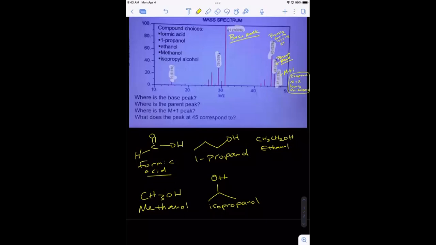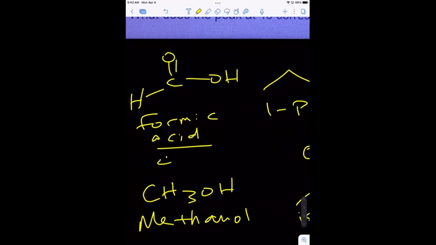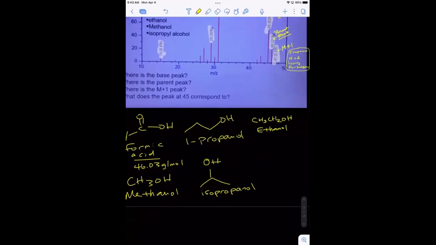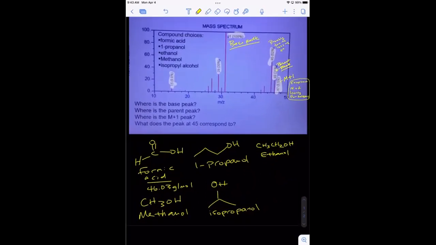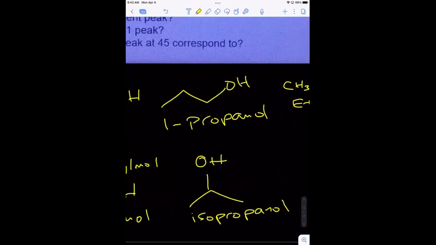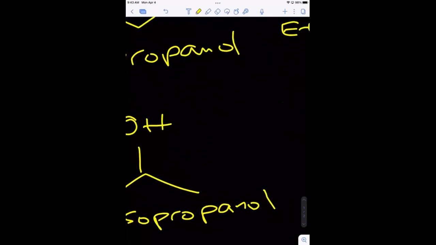Go ahead. It says for formic acid, it's 46.03 grams per mole. Good. All right. What about anybody got any of the other ones? I got isopropyl alcohol. Oh, sorry. Go ahead. Either one of you gentlemen can go. It doesn't matter. You can go ahead. I'll go after. Well, it says for isopropanol, it says 60.1 grams per mole. All right, we'll take that out.